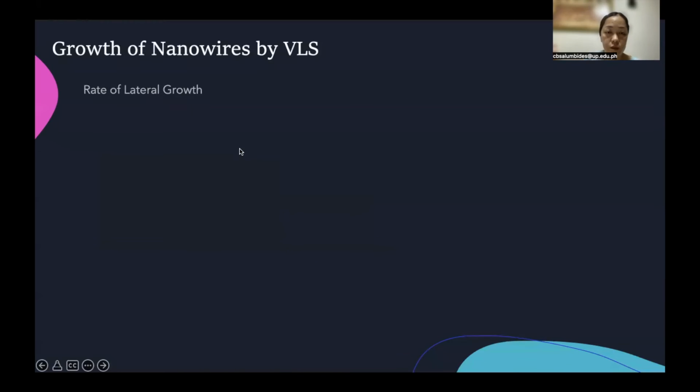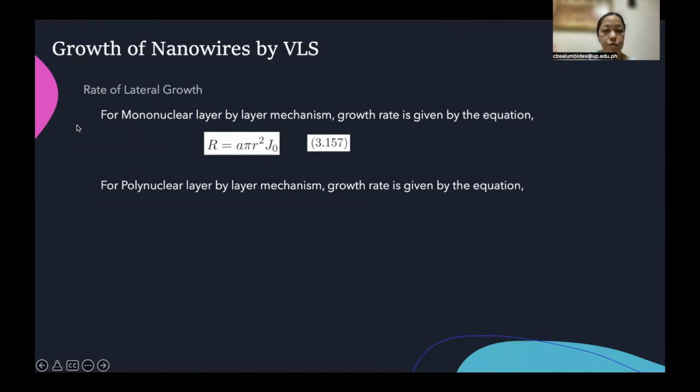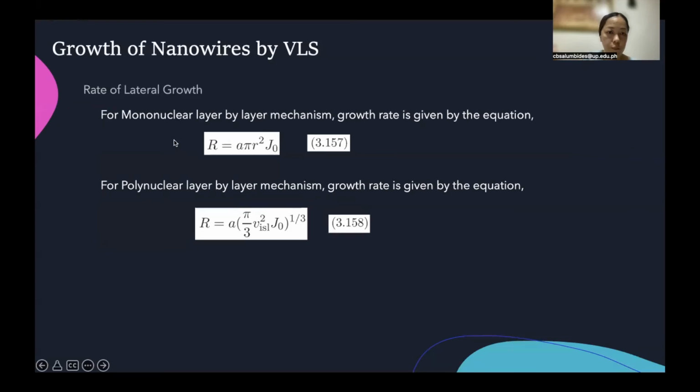So since growth represents a process of successive formation and lateral growth of single nuclei, we have the following mechanism. For the mononuclear layer by layer mechanism, the growth rate is given by equation 3.157. And for the polynuclear layer by layer mechanism, the growth rate is given by equation 3.158.